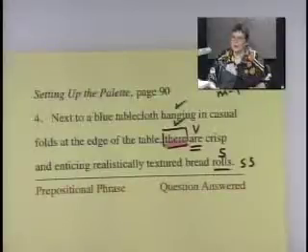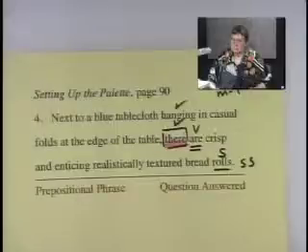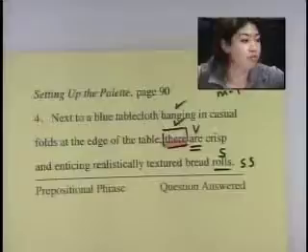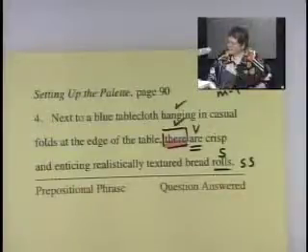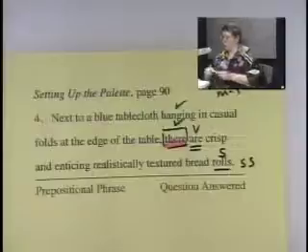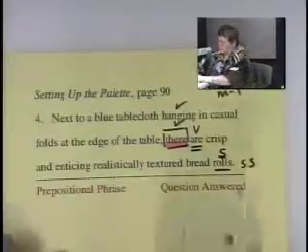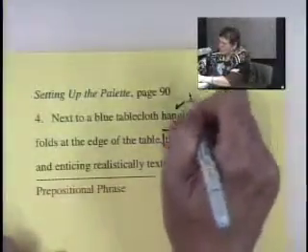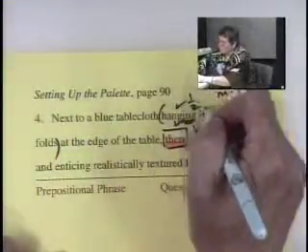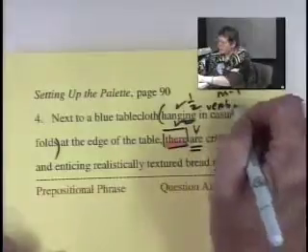Amy, read that to me really loud. Crisp and enticing, realistically textured bread rolls are there. See that? Crisp and enticing, realistically textured bread rolls are there. And then you go back to the beginning. Next to a blue tablecloth, and take yourself all the way to the end. Kim and Jessica, hanging is a half verb. See that ing ending? So hanging in casual folds would turn out to be a verb phrase, not a prepositional one.